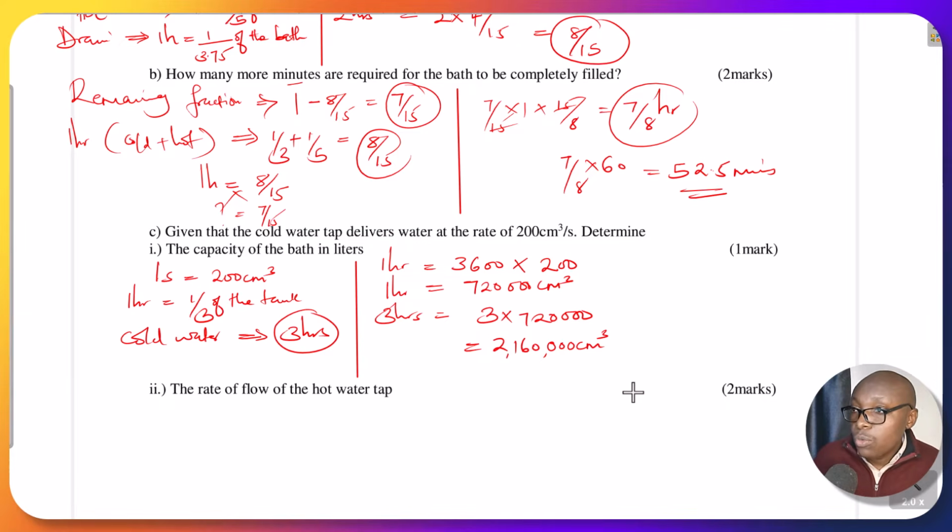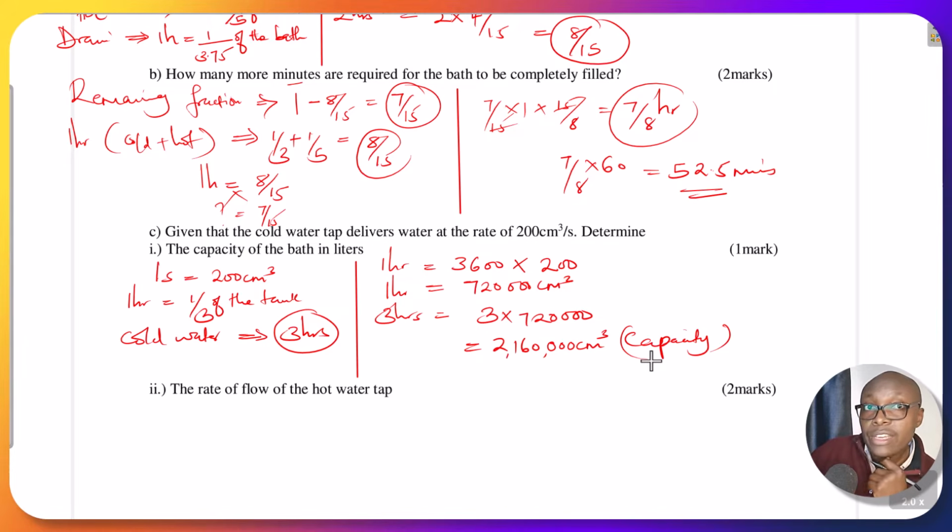So that now will give us the capacity of the tank. This becomes the capacity, because that is the time that the cold water tap can use to completely fill the tank. So using the rate, we have got the capacity. That is the capacity of the tank.